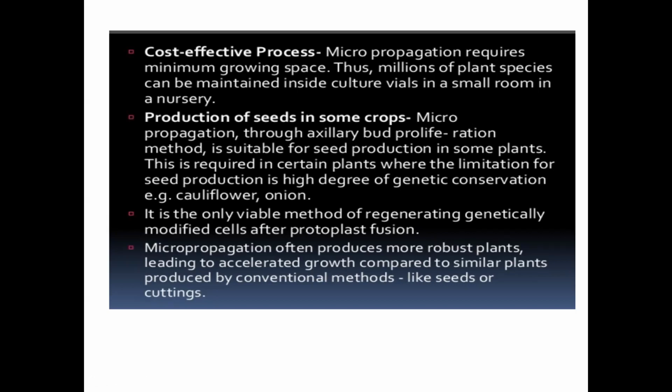And some crops do not yield seeds, so it is very difficult to propagate such plants. Banana, for example, you don't have seeds. Actually you can't propagate it through seeds. It is very difficult. The best method of propagating such plants is micropropagation. Cauliflower, onion, you can get varieties of them using micropropagation.